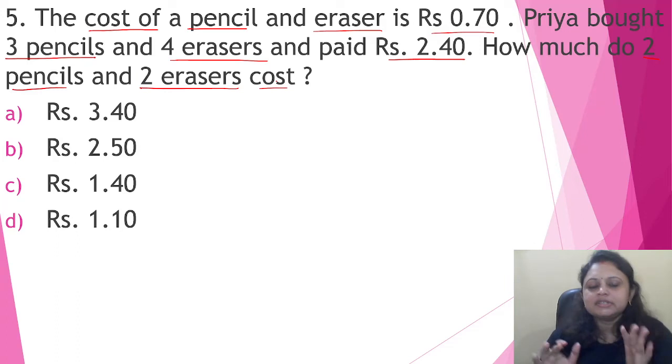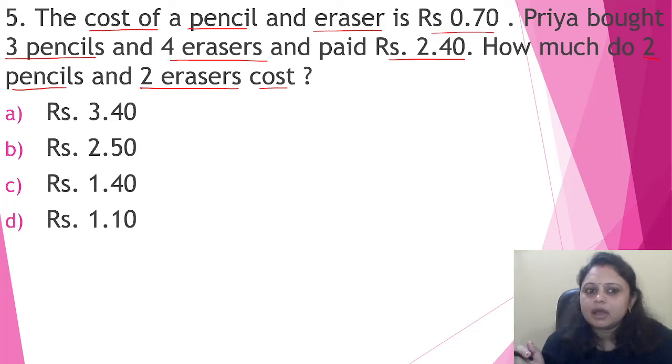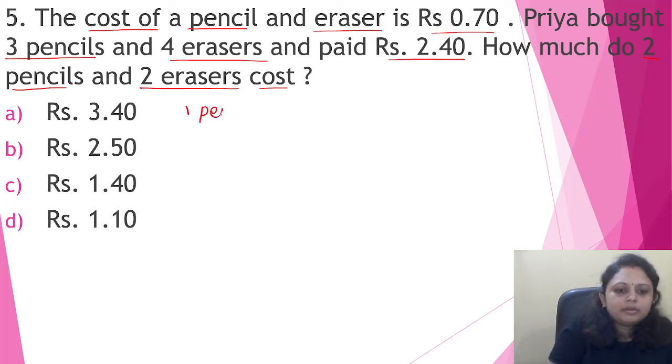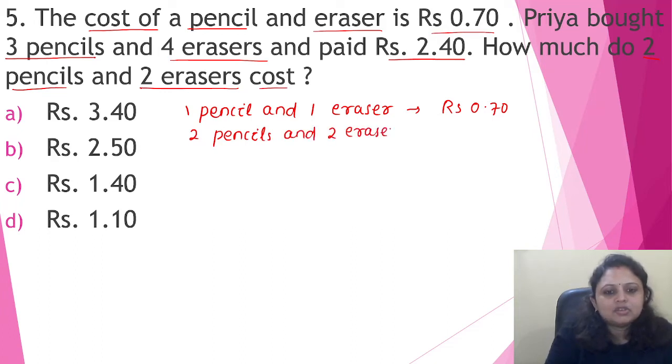See, in this question a lot of information is given, but we can calculate it very simply. How? See, 1 pencil and 1 eraser, that is 70 paise. We need to find the cost of 2 pencils and 2 erasers. So if 1 pencil and 1 eraser is rupees 0.70, then 2 pencils and 2 erasers will be 2 into 0.70, that is rupees 140 paise.